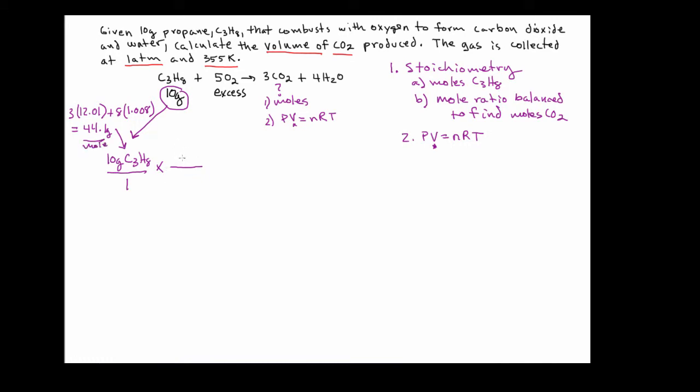So in this first step, what we're going to do is essentially divide the 10 grams by 1 mole, the mass of 1 mole of propane. So the unit multiplier is going to look like this. And when we carry out the calculation, we're going to get about 0.2268 moles of the propane.